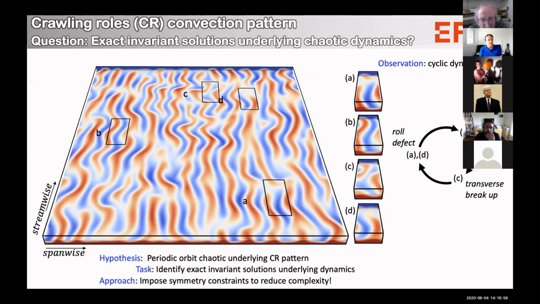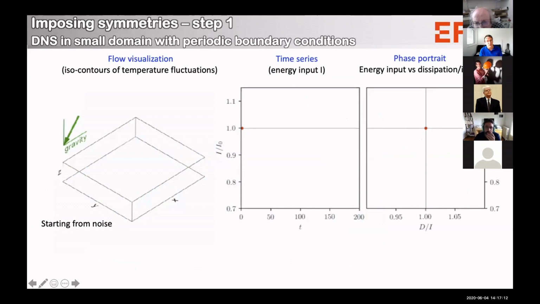Okay, so the first symmetry that I want to use is that the system is translationally invariant in two directions, in the spanwise and in the downstream direction. In other words, I can put the system into a box with periodic boundary conditions. And that's what we did. So I'm now showing you a couple of simulations. And I show you the simulation here in three different ways. On the left-hand side, you see a visualization of the flow, specifically isocontours of the temperature field.